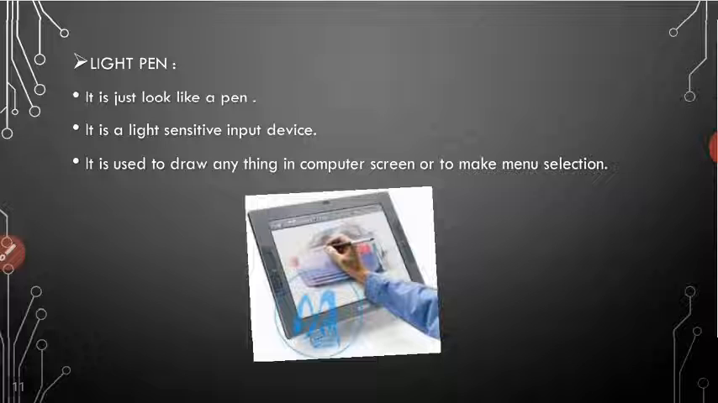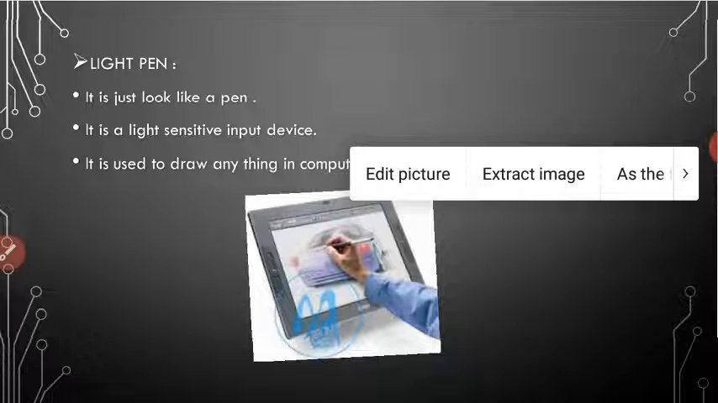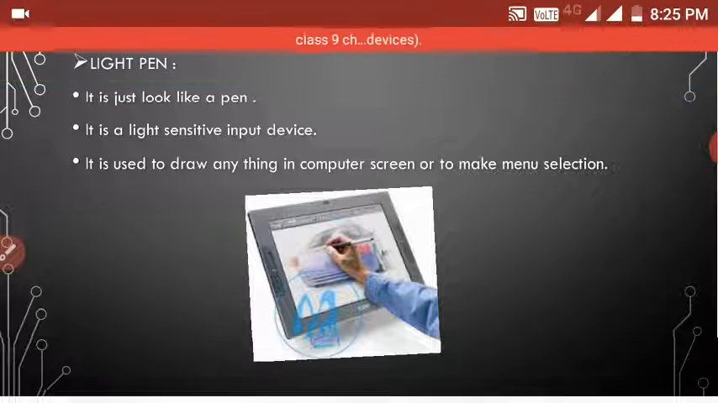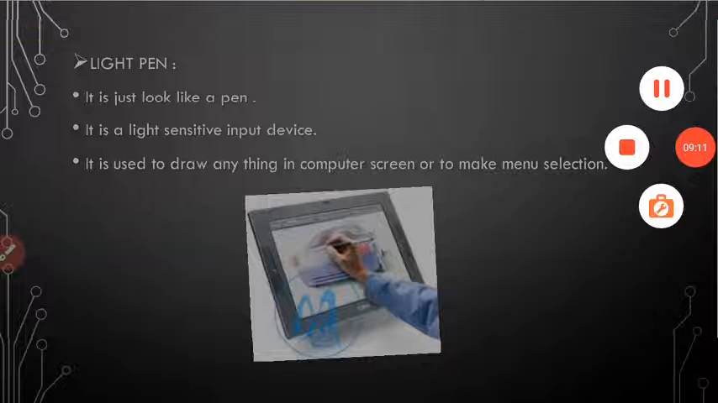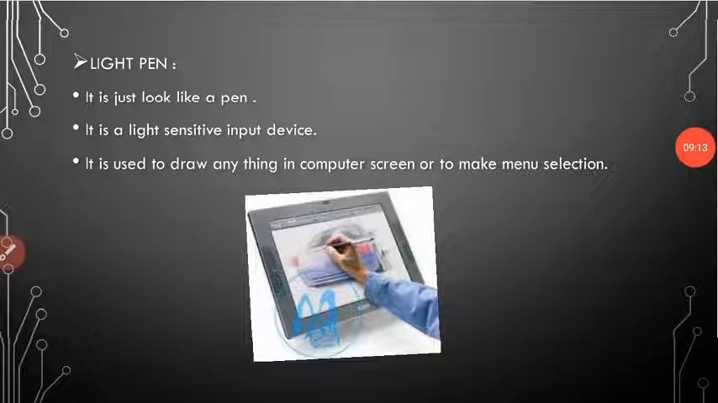Next one is the light pen. It just looks like a pen and it is light sensitive. It is used to draw anything on the computer screen or to make menu selections. For selecting any menu or for drawing any type of picture on the computer screen, we use the light pen, which is present in our image. You can easily see how we draw an image on our computer screen with the help of the light pen.